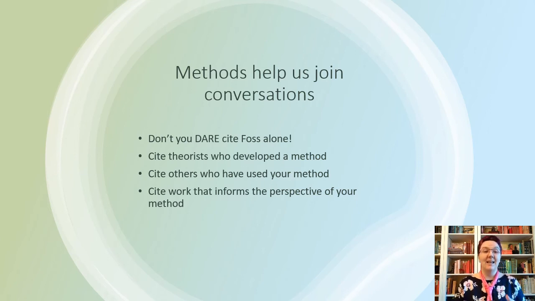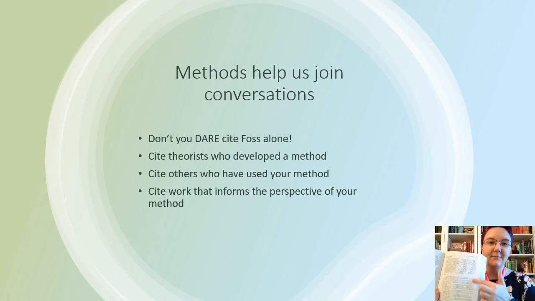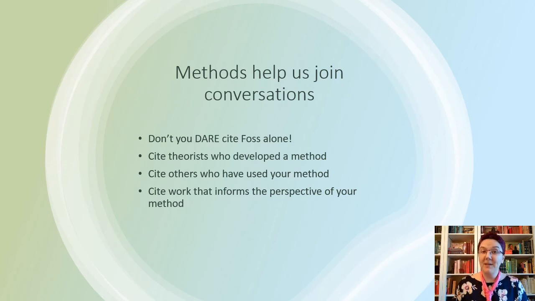Foss has helpfully included this at the end of each of her chapters, right? So if I go to chapter 6 and we're talking about gender criticism, I have this whole beautiful thing of notes. Look at all those theorists I can cite who helped develop my method. Look at all the people I can cite in the textbook from the sample essays who've also used my method. I can be in conversation with them. And I can cite work that informs my perspective. If I'm talking about a narrative method of criticism, I can cite other scholars who have shaped our perspective on narrative. If I'm citing gender criticism, I can cite other scholars who have shaped our perspective on gender. So methods also help you join a conversation.